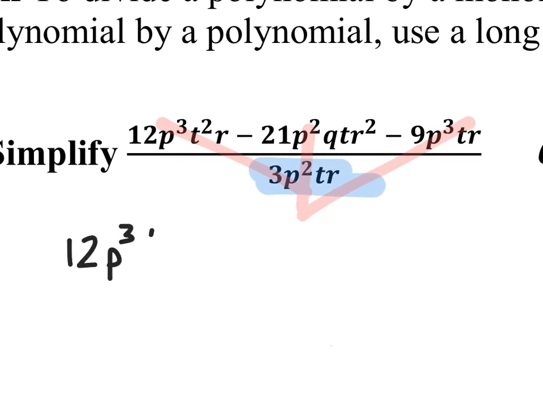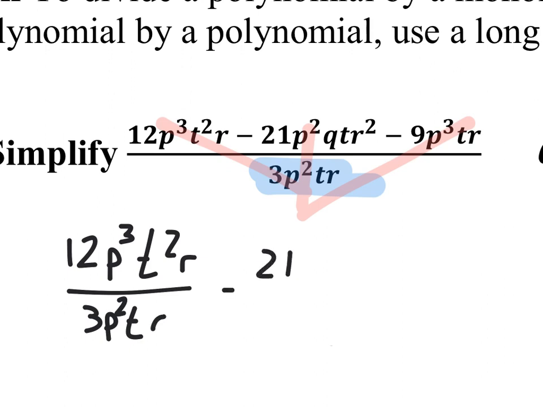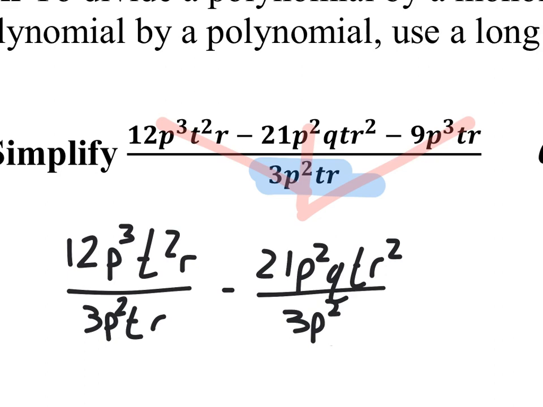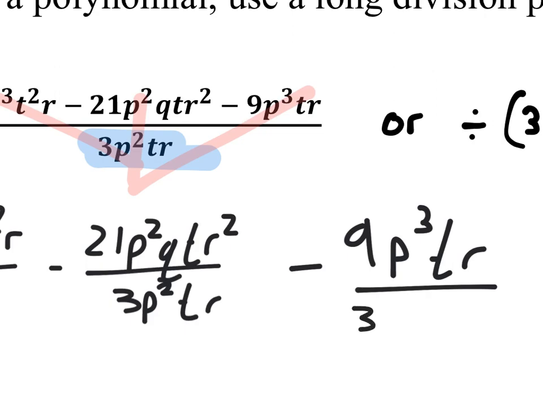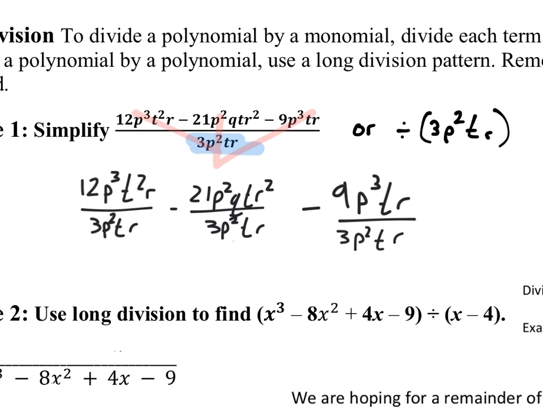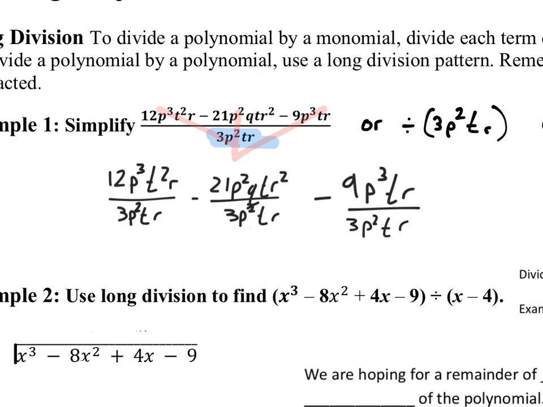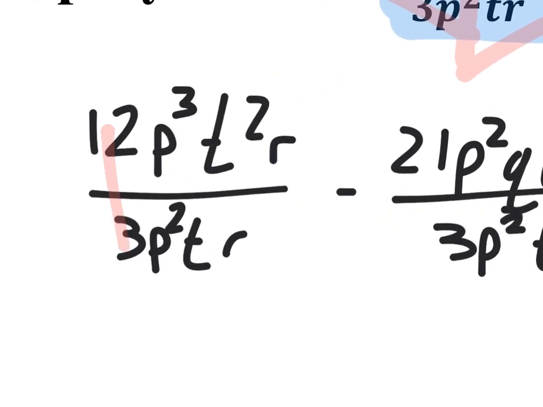So 12p cubed t squared r over 3p squared tr, minus 21p squared qtr squared over the same denominator, 3p squared tr, and then the final piece, which is 9p cubed tr divided by 3p squared tr. And then from here we apply our rules of exponents to where 12 divided by 3 is 4.